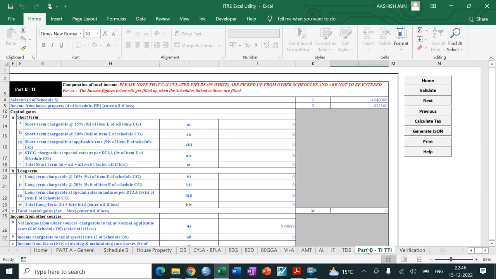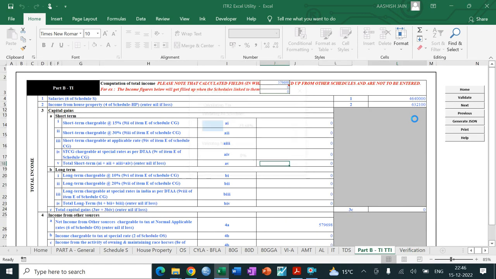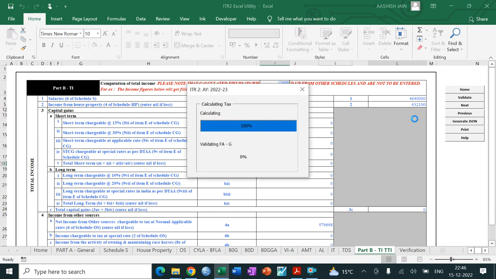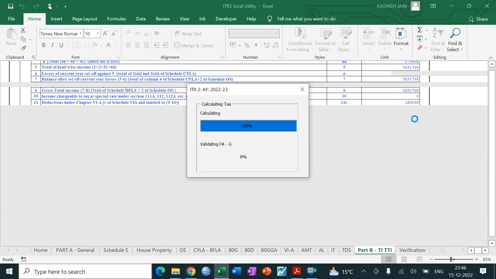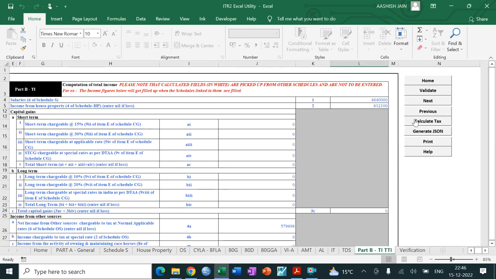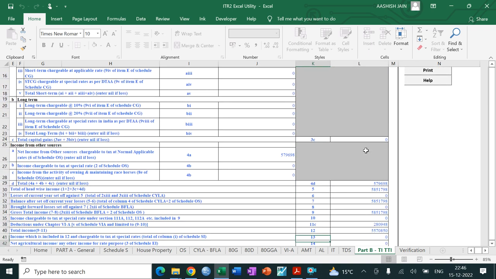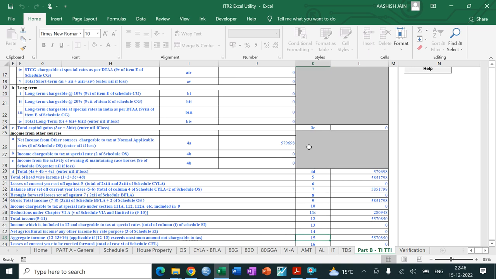Then coming back to Part B, calculate tax. Let's check out the answers. Chargeable salary, that is 46,40,000. Income from house property 6,32,100. Then income from other sources 5,79,698. And then we have the total income, that is 55,70,850.